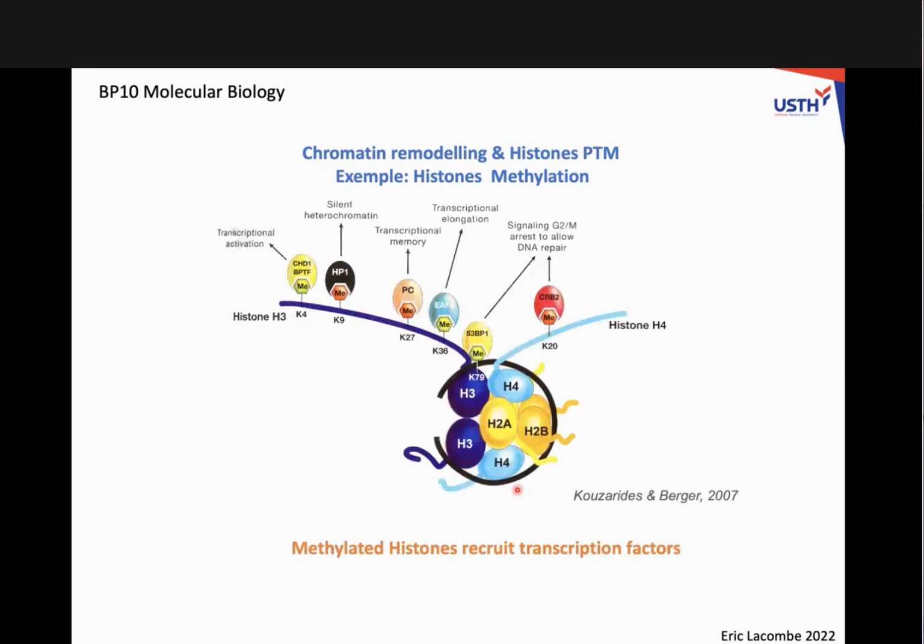It's exactly the same drawing as before. I just want to show you this: when the lysine at position 9 is methylated, HP1 recognizes it, can read it and interact with it. And the consequence of having HP1 linked to H3 is the production of heterochromatin. It's going to come.